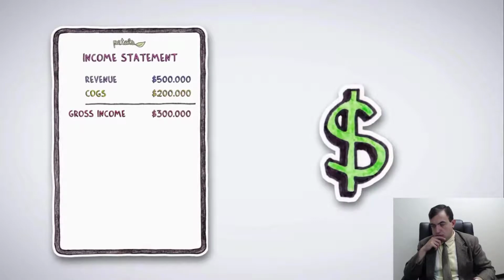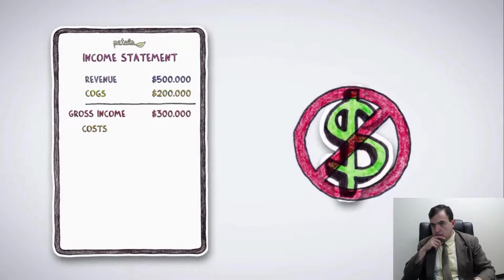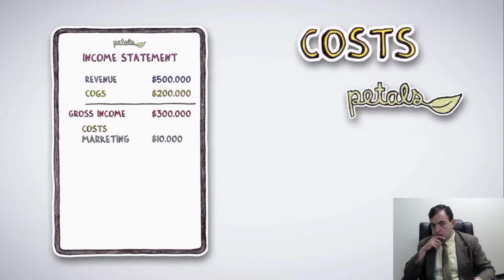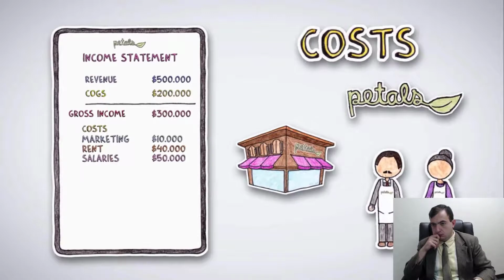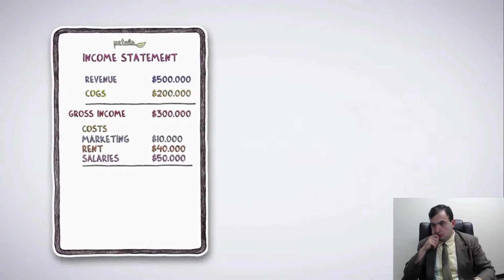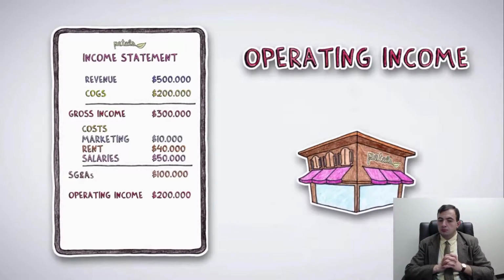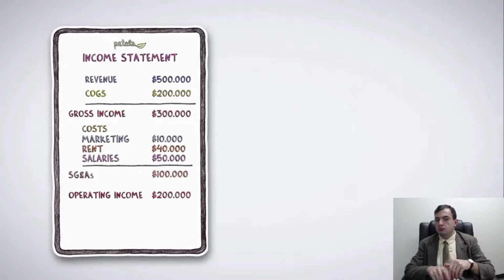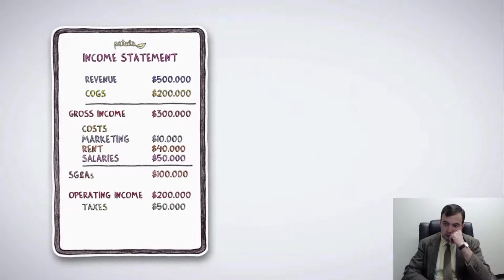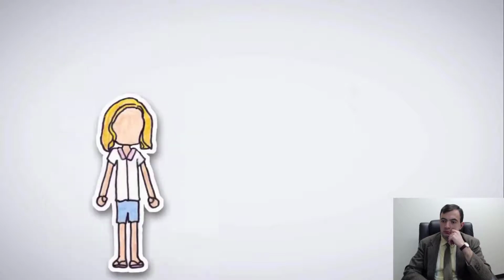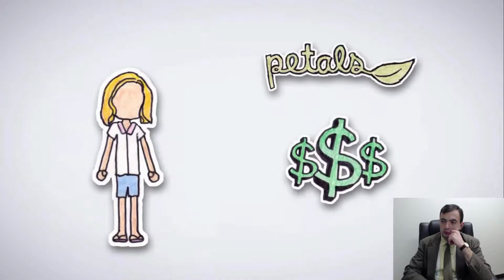After that, Mary adds up her non-direct costs. These are costs she incurs that aren't related to sales. Petals' costs included marketing, rent, and salaries to her 2 store managers. These costs are known as selling, general, and administrative costs, or SG&As, and are often thought of as the company's overhead. Gross income minus SG&As is referred to as operating income, or income earned from a company's operations. Lastly, Mary subtracts taxes from her operating income to get her net income. Mary now has a good understanding of the profit generated from Petals.